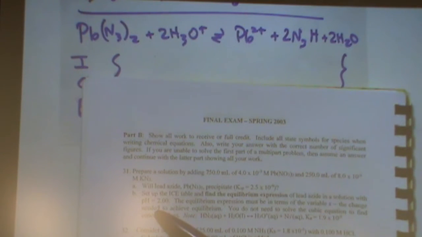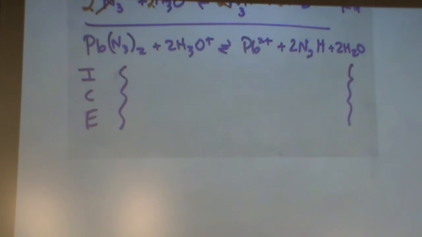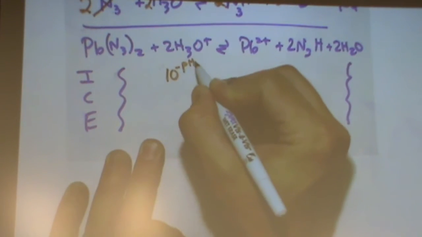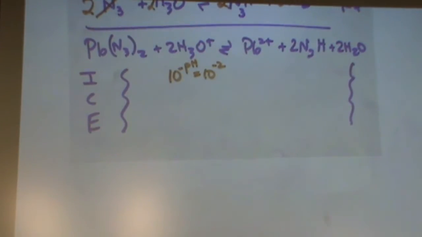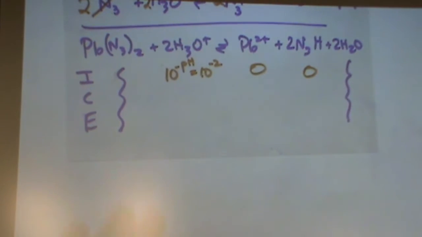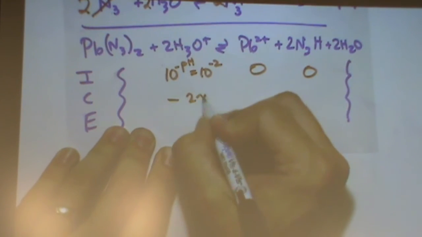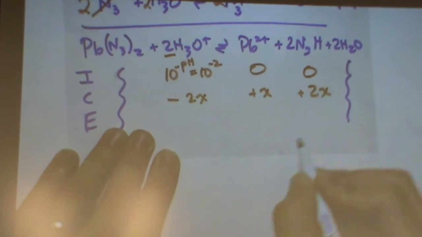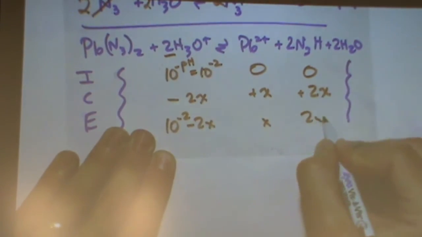The pH. Remember, pH is negative log of H3O plus concentration, or this is 10 to the minus pH, which is 10 to the minus 2. That's the one I know. The other 2 are zeros. So I'm going to minus 2x, because of the 2 right there, plus x, plus 2x. Or 10 to the minus 2 minus 2x, x, and 2x.